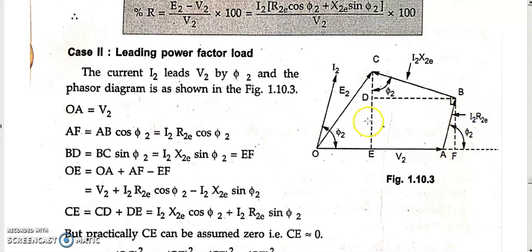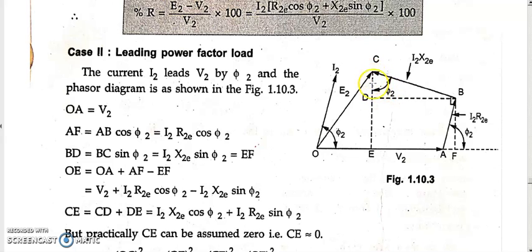I told you I2 R2E is parallel to I2 because it is a resistive voltage drop, and I2 X2E is at 90 degrees to the current I2, because for the reactance voltage drop, current and voltage are at 90 degrees. Hope you understood this phi 2. Now the question arises, how has this phi 2 come into the picture?